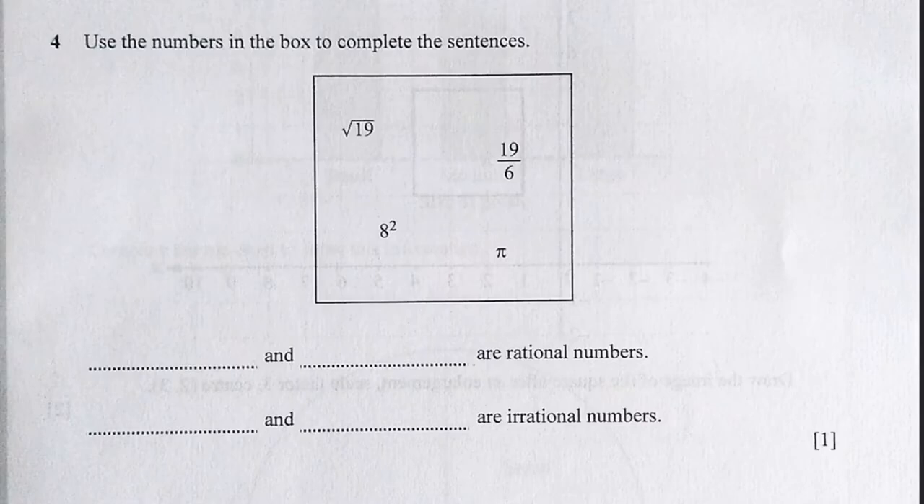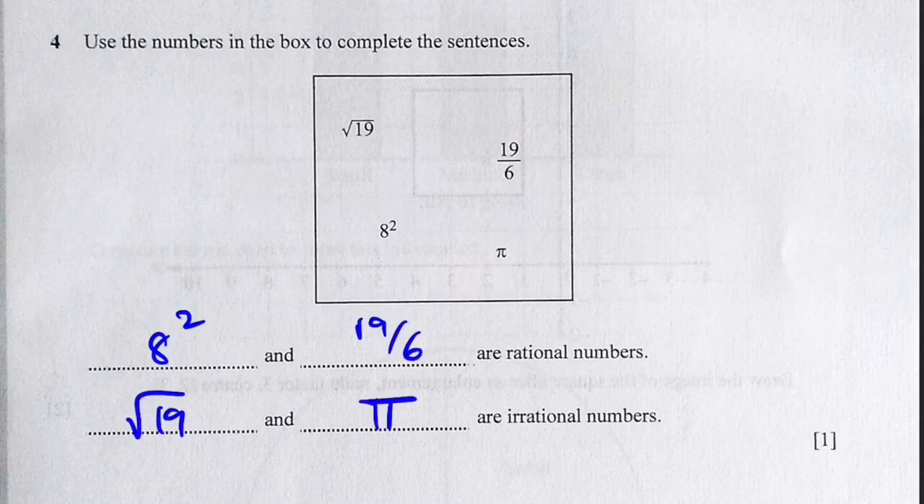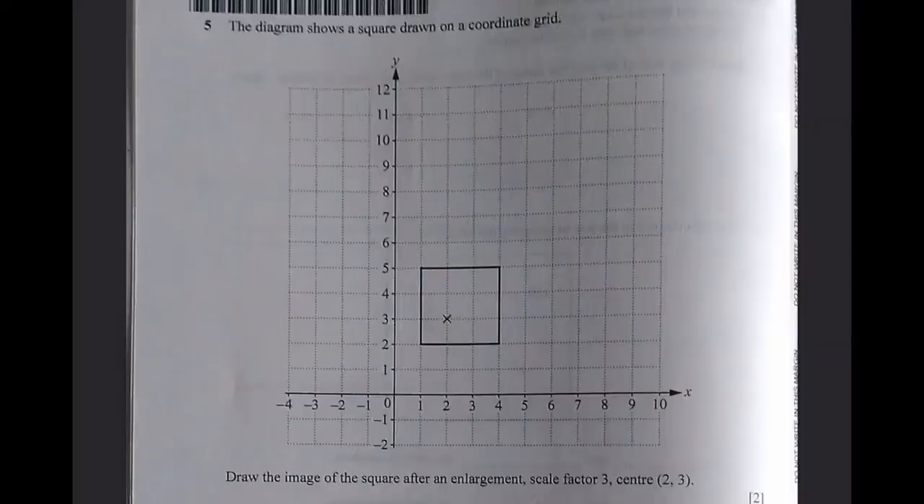Rational and irrational. Rational numbers are like any fraction and any whole number. Irrational numbers are like thirds and pi.